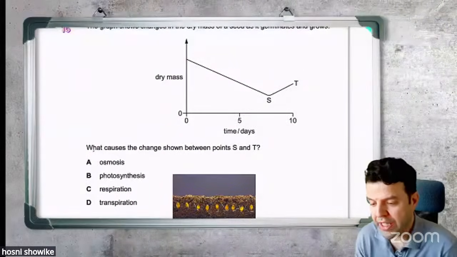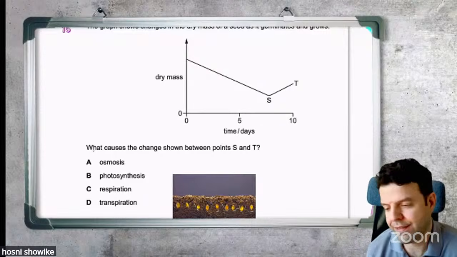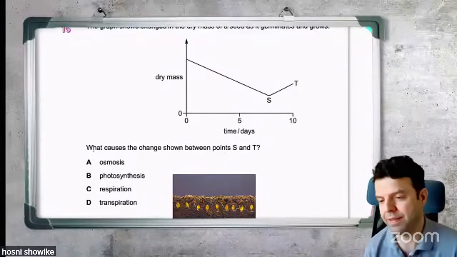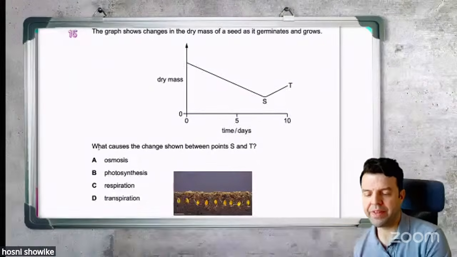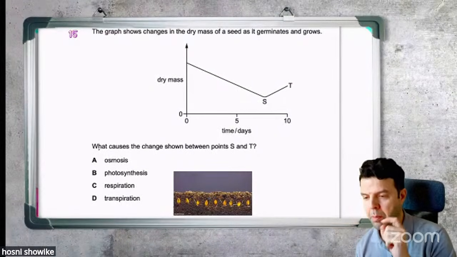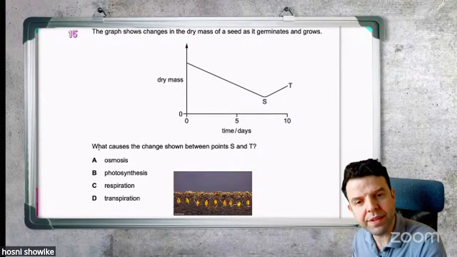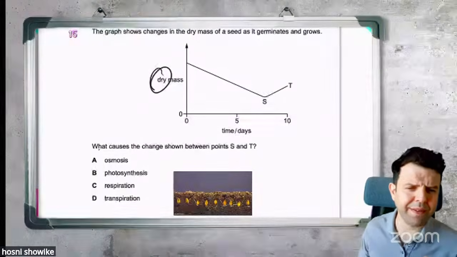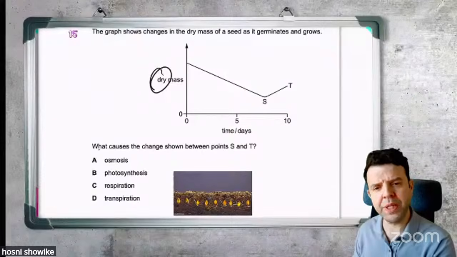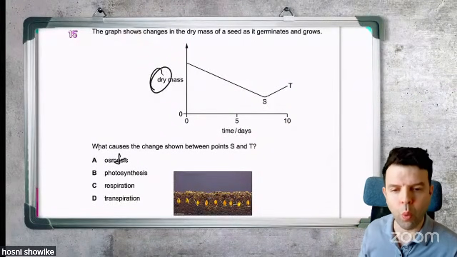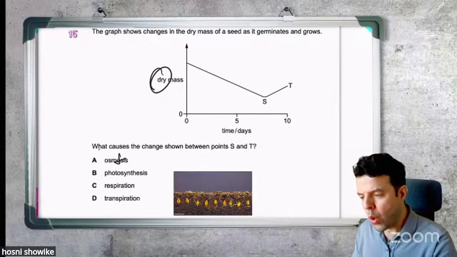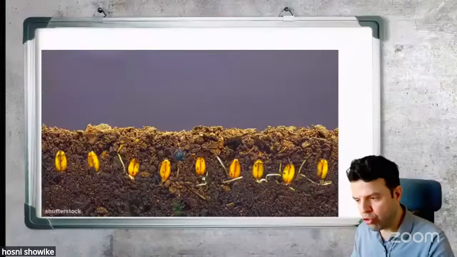What causes the change between point S and T? That's a seedling, and it's germinating, and we have a change in mass. But do you see what they've said? They said dry mass. Whoa, so what does that mean? This means it's the solid mass, and has nothing to do with water. What causes dry mass to increase?